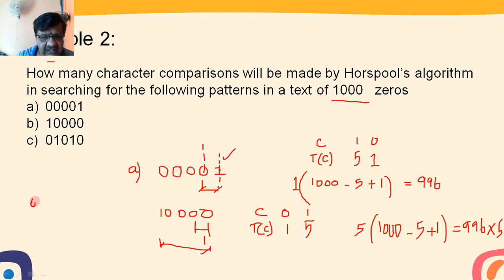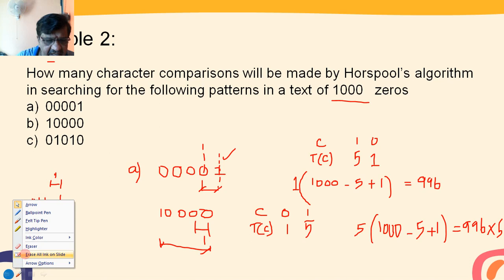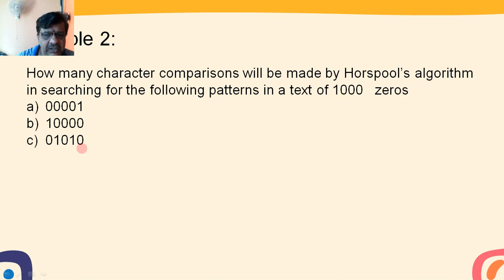Now the pattern 0 1 0 1 0. As far as 0 is concerned, the shift size is 5 minus 3, that is 2. As far as 1 is concerned, the shift size is 1. Since there is no possibility of occurrence of 1 anywhere in the text, because the entire text happens to be full of zeros, thousand zeros, the shift in every match happens to be 2 after 2 comparisons. It makes a jump of 2.